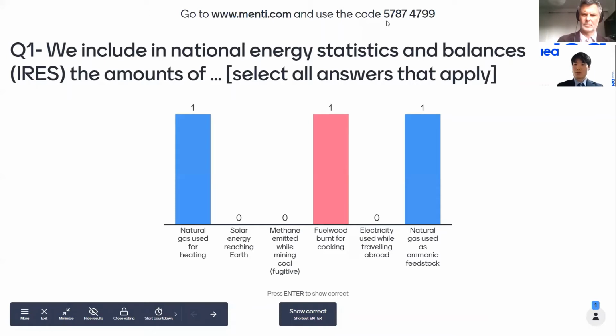I see one participant giving an answer to us. There are six options: natural gas used for heating, solar energy reaching Earth, methane emitted while mining coal, fuel load burnt for cooking, electricity used while traveling abroad, which we don't really do right now because of the pandemic, and lastly, natural gas used as ammonia feedstock.